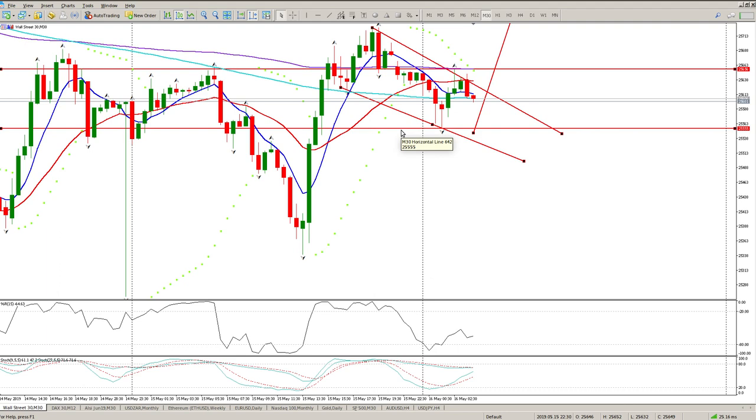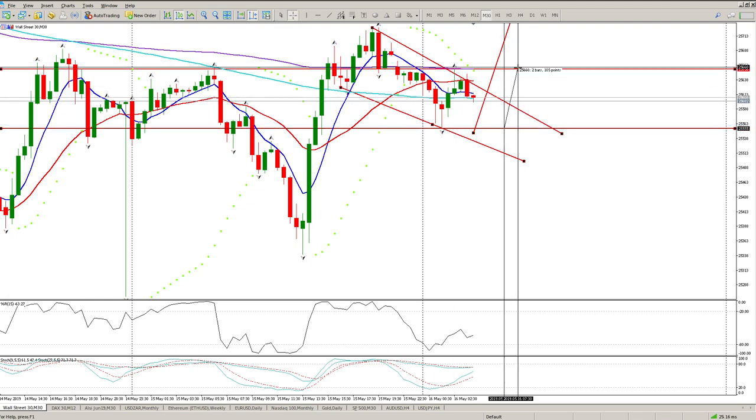So to the downside, we're looking at 25,555, and to the upside, I'm looking for a break of 25,656. Okay, so it's pretty much a 100-point range.